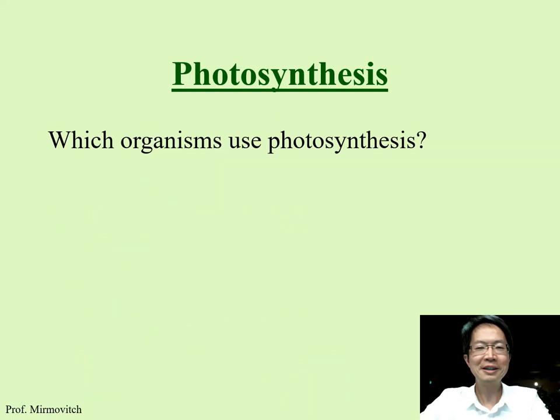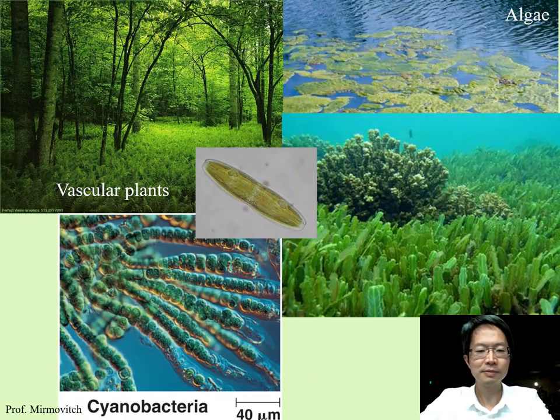So which organisms use photosynthesis? Well, vascular plants, algae, cyanobacteria, and coral. And we also have some protists. So this is the protist that has chloroplasts, and they can also do photosynthesis.